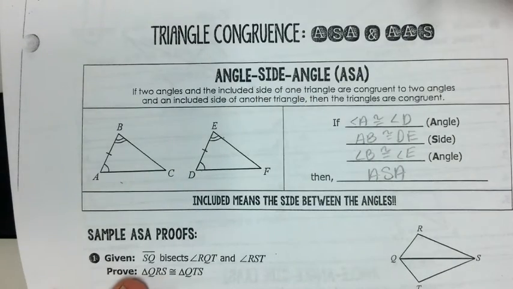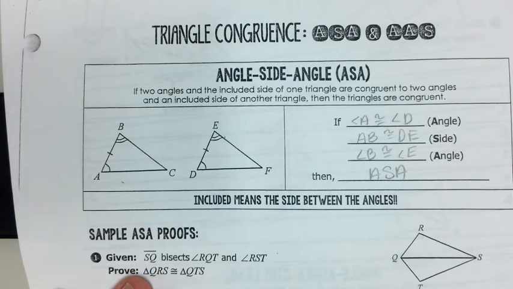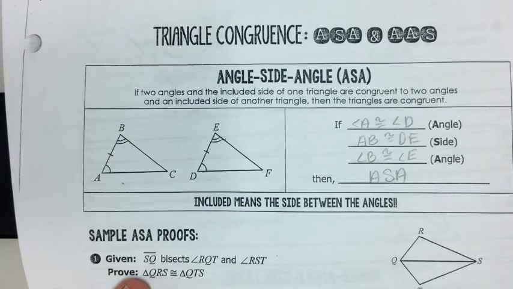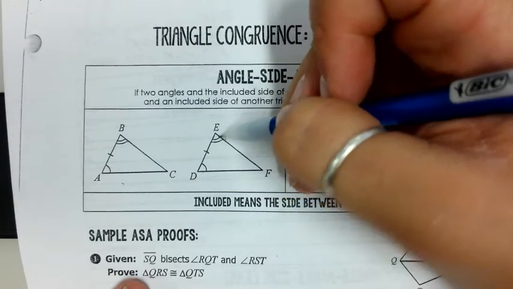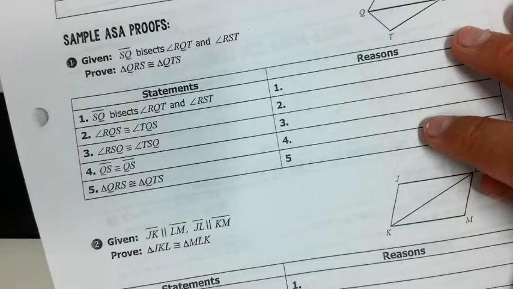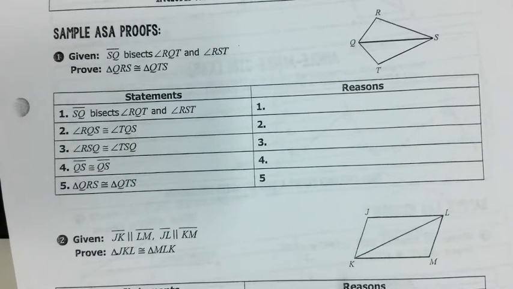You always read one triangle and you read it in a counterclockwise or clockwise rotation. So if you read it this way, it's the same thing. Angle, side, angle, angle, side, angle. Okay? It kind of copied a little sideways.